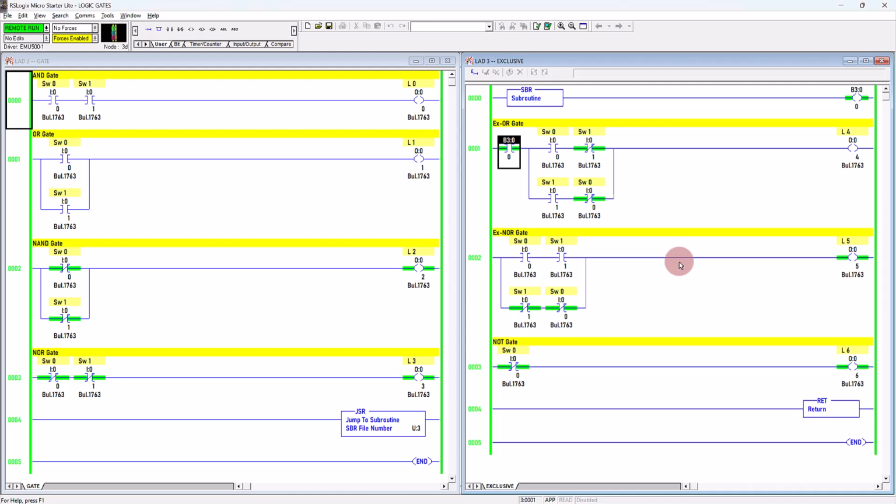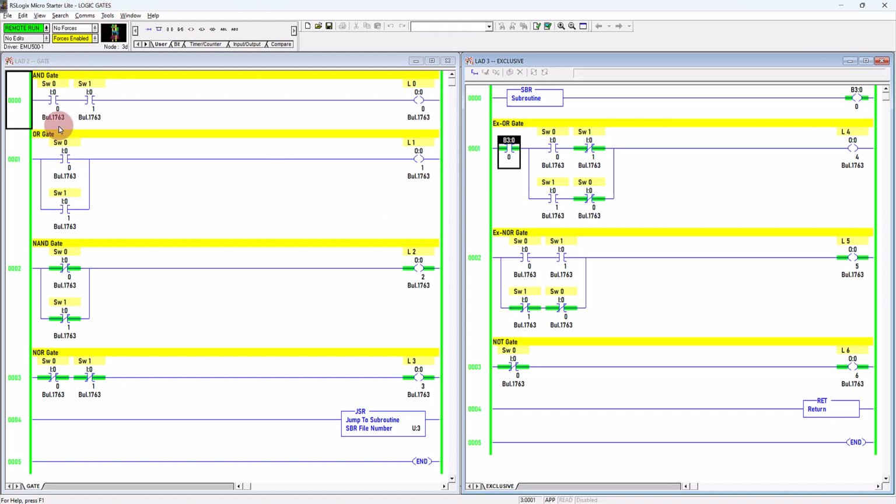Hello, today I am going to discuss the PLC logic gates tutorial in PLC ladder logic programming. In order to save your time, I have created the PLC programming in advance so that it will not take up a lot of your precious time. Okay, today's discussion is about the logic gates.